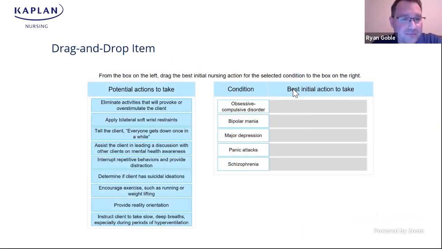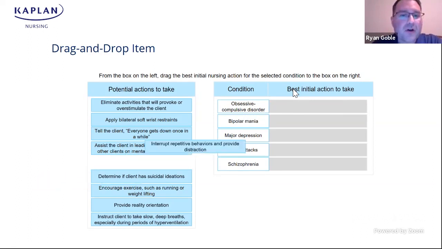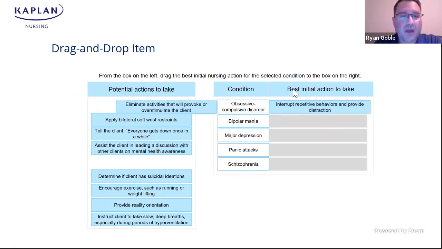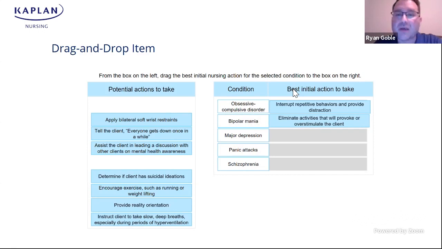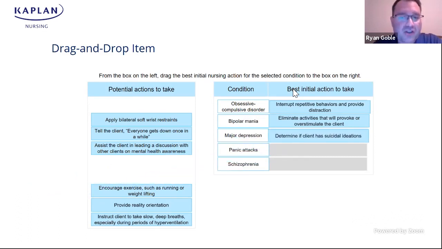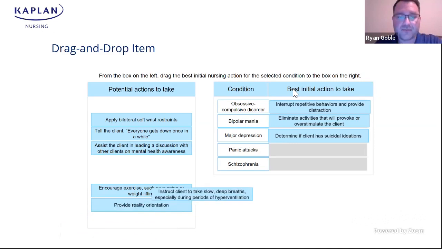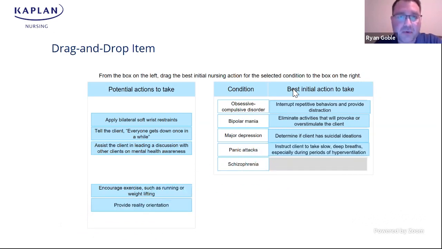Here we have a drag and drop item. And you see we have potential actions to take. We have conditions listed, and we're asking for the best initial action to take. So for OCD, obsessive compulsive disorder, interrupt repetitive behaviors and provide distraction. Bipolar mania, initially we want to eliminate activities that will provoke or overstimulate the client. For major depression, determining suicidal ideations. For panic attacks, slow, deep breaths. And schizophrenia, provide reality orientation. And as you can see, there were 4 actions that we didn't move over.